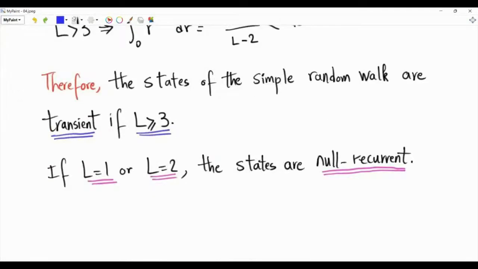The conclusion is that if we do a simple random walk on the L-dimensional integer lattice, the states of this discrete time Markov chain are transient if L is greater than or equal to 3. If L is 1 or 2, then the states are null recurrent.